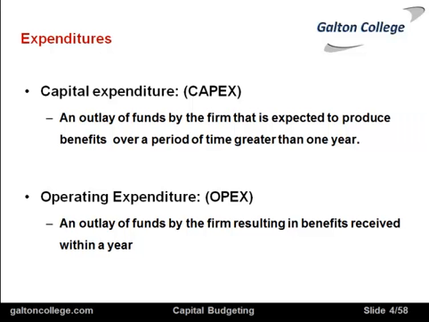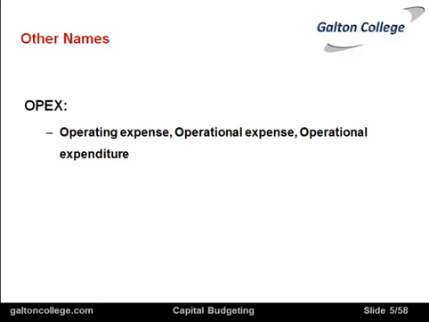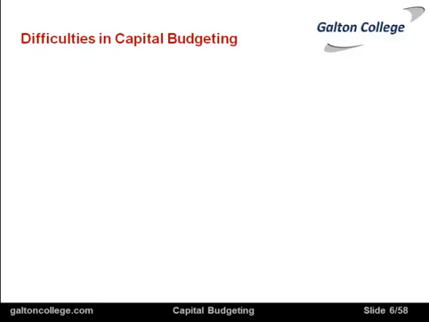So really the difference between capital expenditure and operating expenditure boils down to time periods. Capital expenditure being the longer of the two. There are other names for the operational one: operating expenses, operational expenses, and operational expenditure. That's just a minor point, but it does come under different names. It's the same thing.